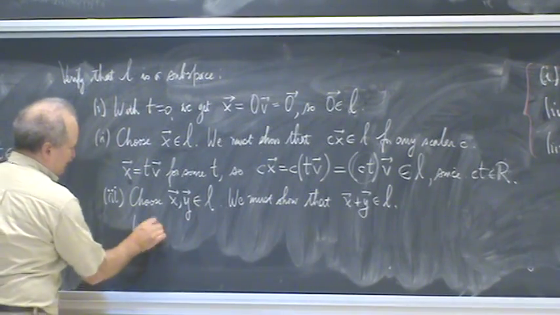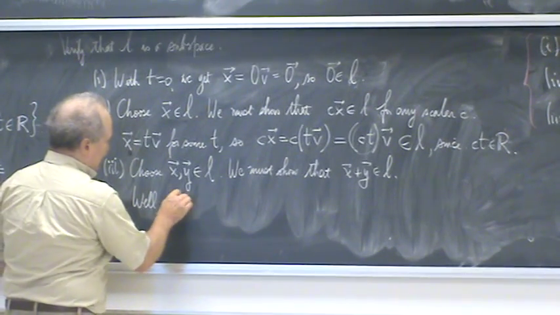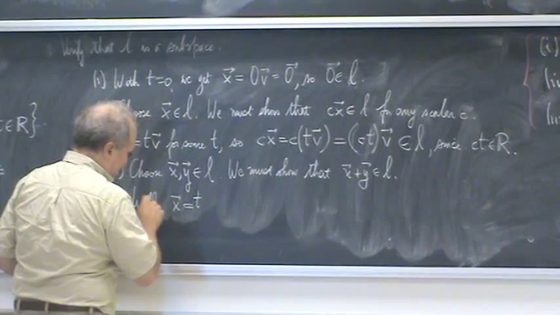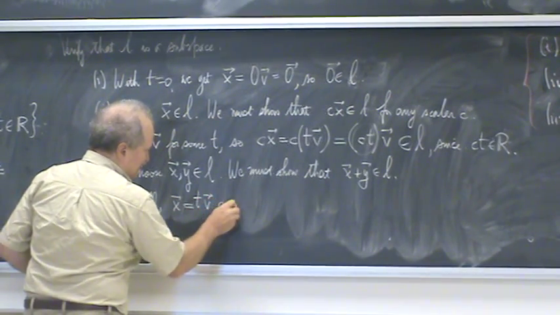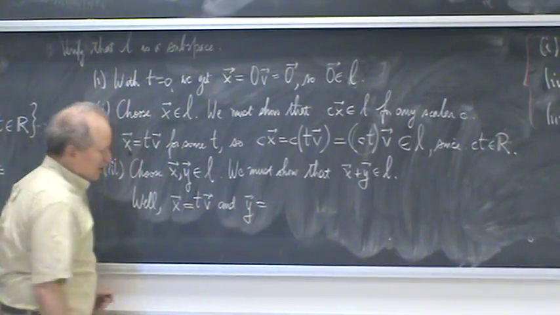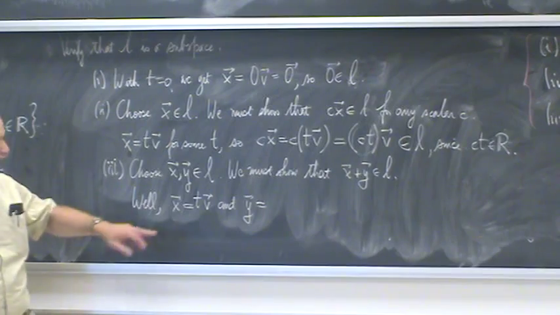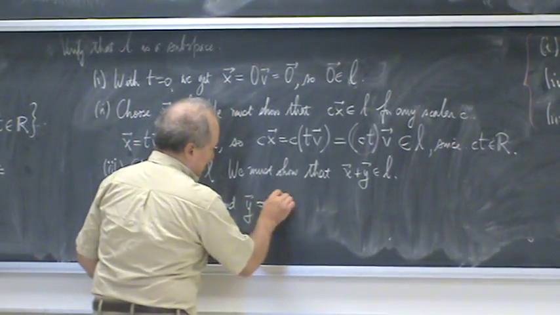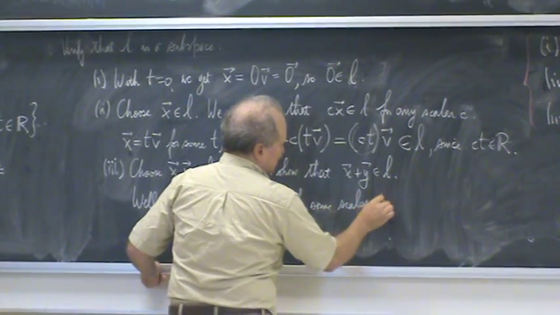Well, X is TV and Y is SV. By the way, Nick didn't fall in the trap. You have to use different letters. The scalars that go with different X's and Y's will be different, so you can't put a T here and a T here. So they'd be the same. SV for some scalars, T and S.